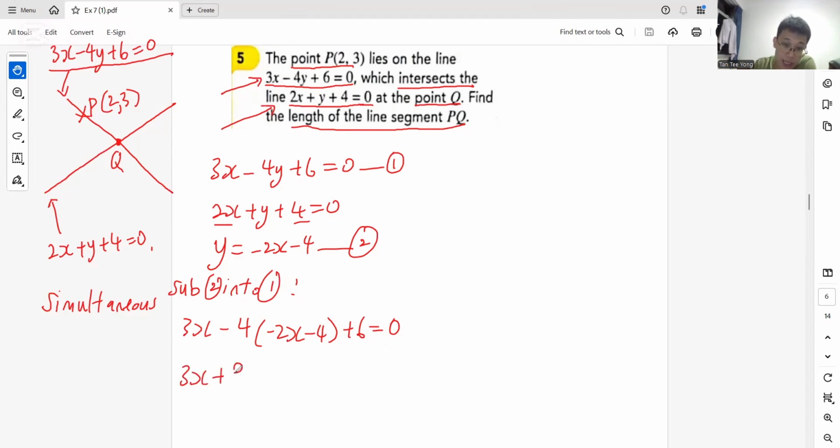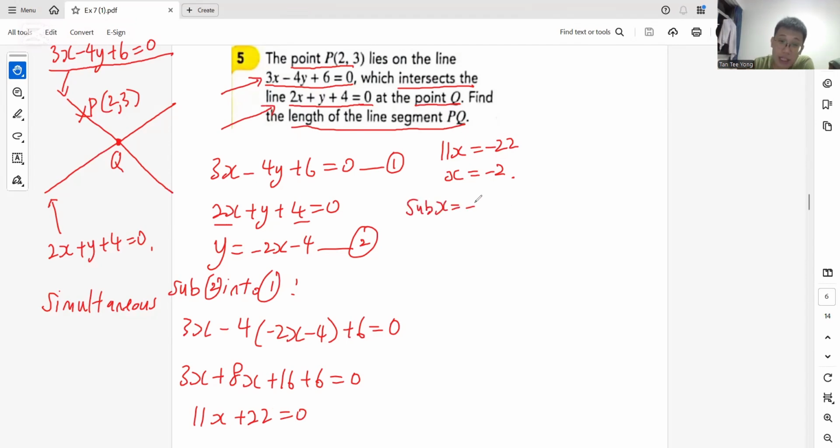So 3x plus 8x plus 16 plus 6 equals 0. So 11x plus 22 equals 0. So 11x equals negative 22, x equals negative 2. Okay, so you found the x. Now you need to find the y. So what do I do?